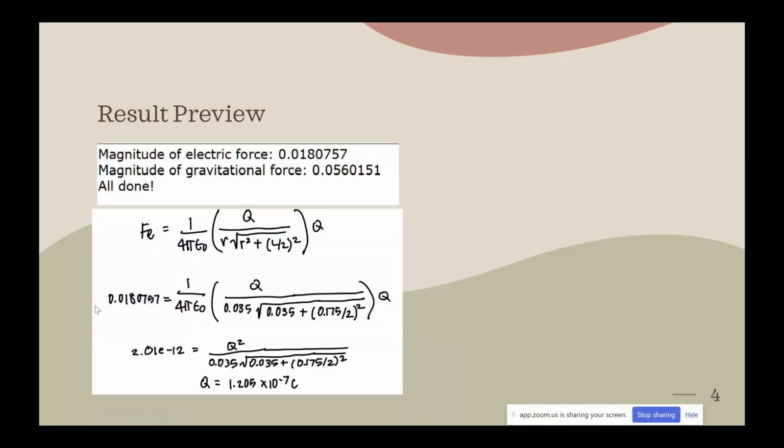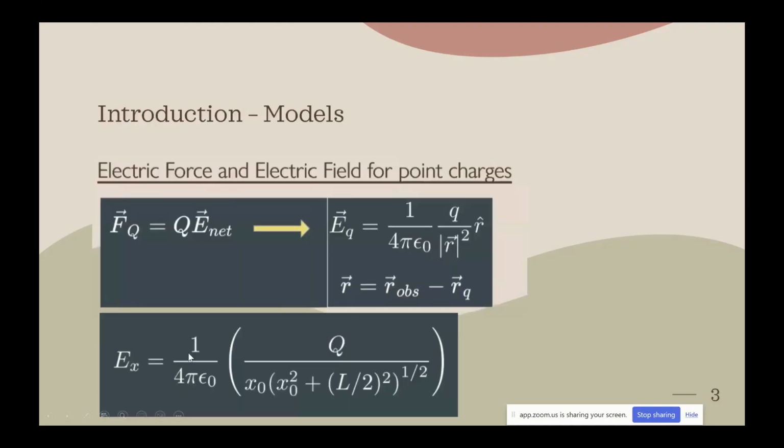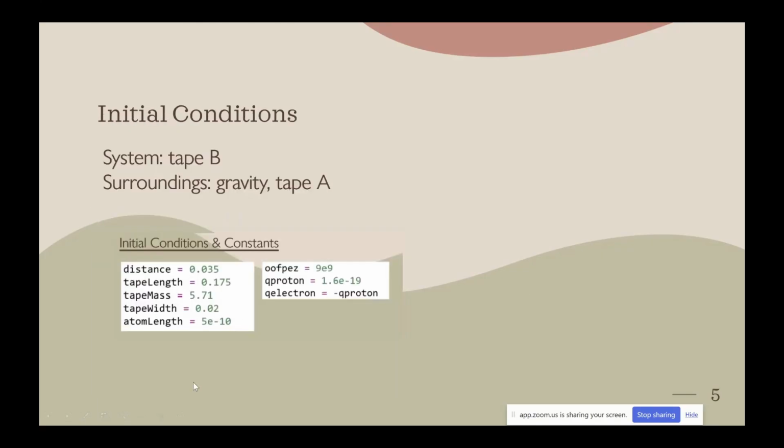So here's a preview of my results. From my GlowScript model, the magnitude of the electric force was 0.018, the magnitude of the gravitational force was 0.056, and then I have some math here, which I'll explain later in this video, but I calculated the Q to be 1.205 times 10 to the negative 7th coulombs using our electric field of a line charge formula from earlier. So for our initial conditions, the system is the tape B, the surroundings are gravity and tape A, and the conditions and constants remain the same from last time.